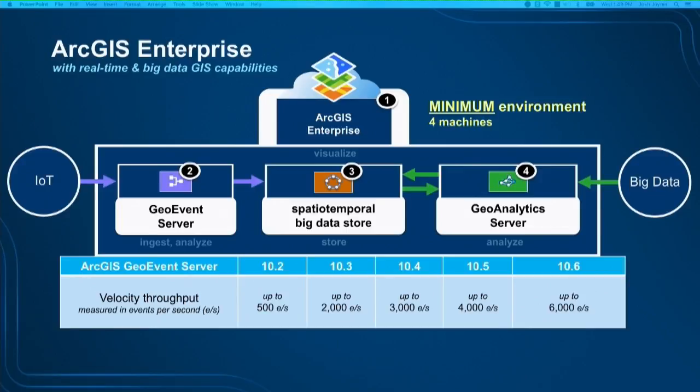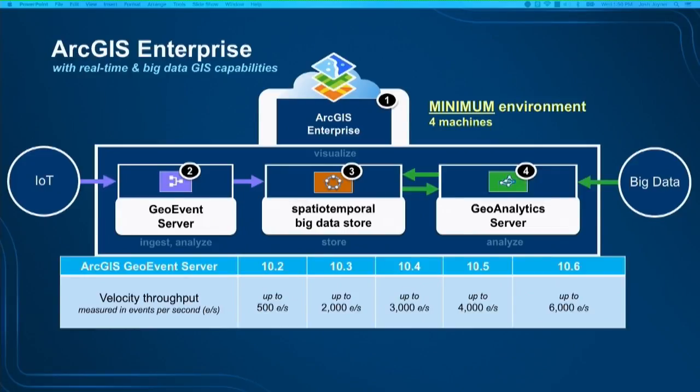You're going to need one machine at least for your ArcGIS Enterprise. That's Portal, ArcGIS Server, your web adapters, and some sort of relational data store. You're going to need a machine for your GeoEvent Server. You need a dedicated machine for the spatiotemporal big data store, and a fourth machine for the GeoAnalytics Server. That allows you to ingest both the IoT data through GeoEvent Server, as well as some of the bigger batch loads available through the GeoAnalytics Server.